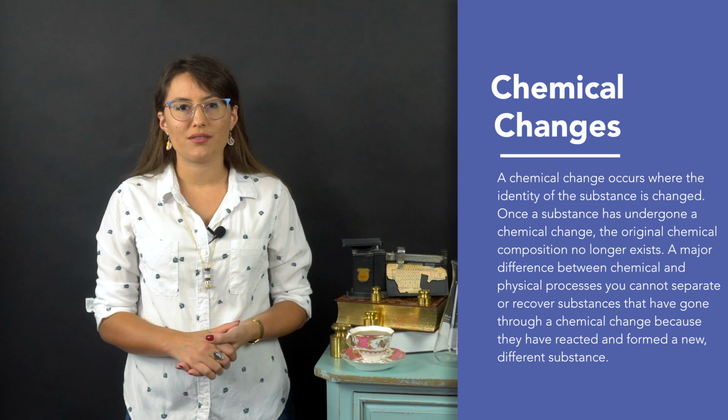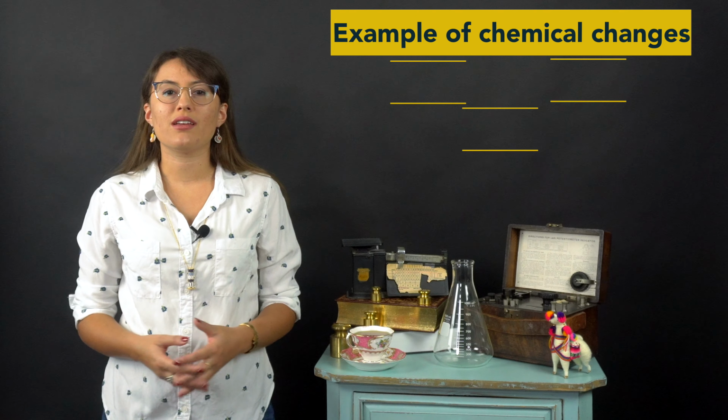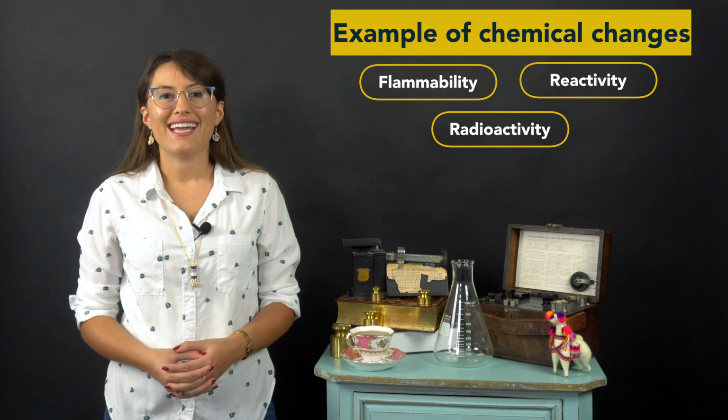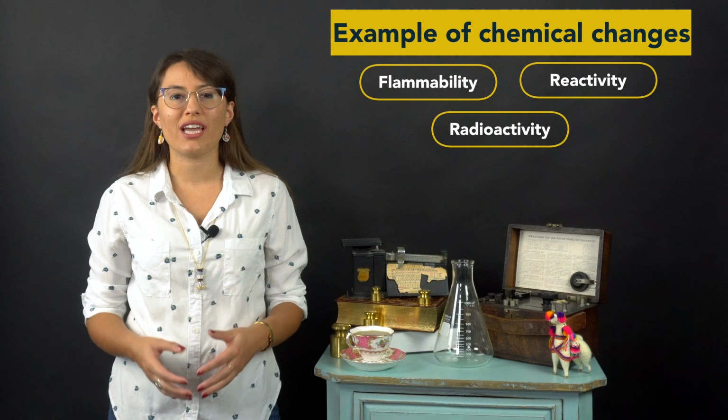Just like with physical changes, we can use chemical properties to describe the chemical change a substance can undergo. These can include flammability, reactivity, radioactivity, and even the smell of a substance. Keep in mind that these properties will change as a substance undergoes a chemical change.